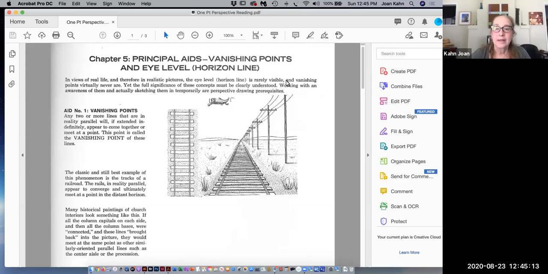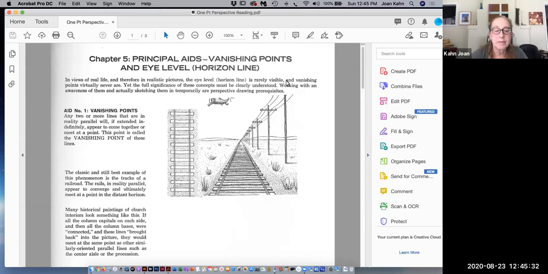Hi, everyone. This is an explanatory talk on linear perspective and specifically 1-point perspective, which I'm asking you to use in Project 1 to represent three-dimensional space on the two-dimensional picture plane in your painting.